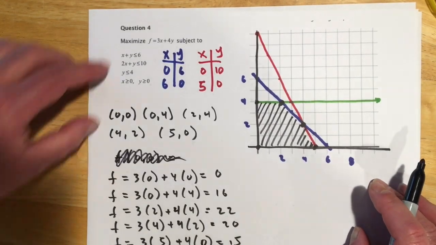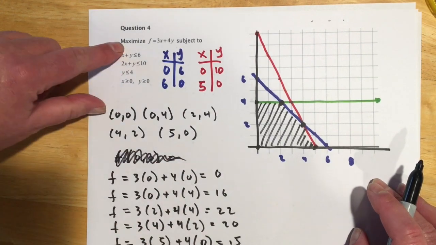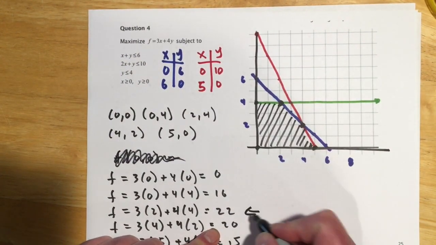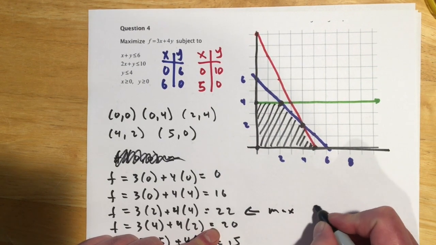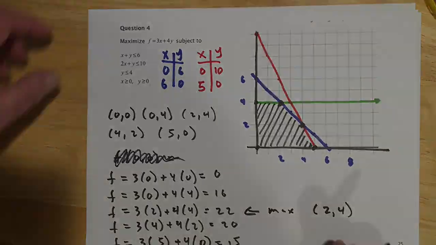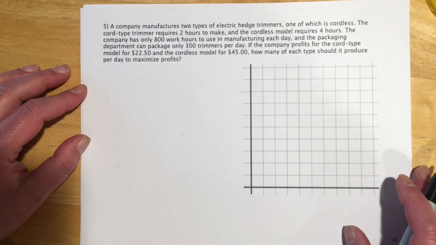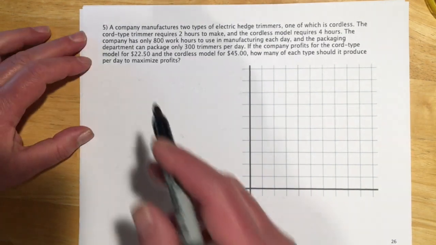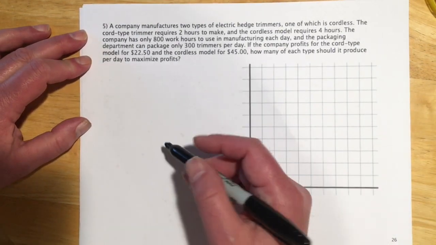Okay, so then I just wrote out all these corner points in the objective function, and we're maximizing, so that's going to be a max of 22, and it happens at 2, 4, because that was our largest value. Okay, so this is very much like a problem we did a couple sections ago. They've just added a little bit to it here.